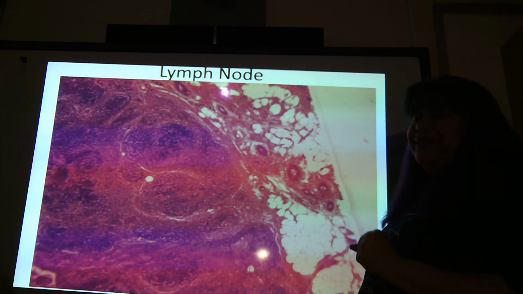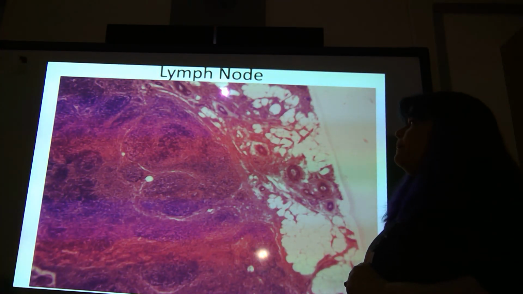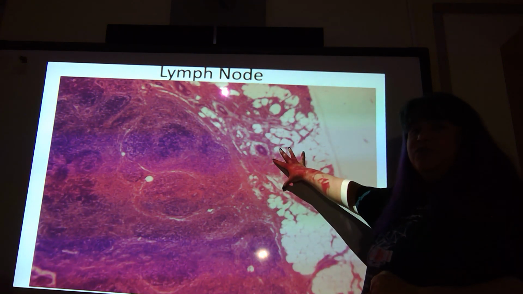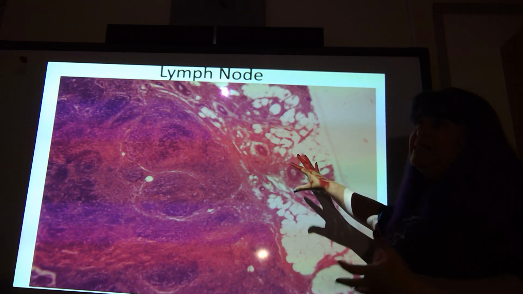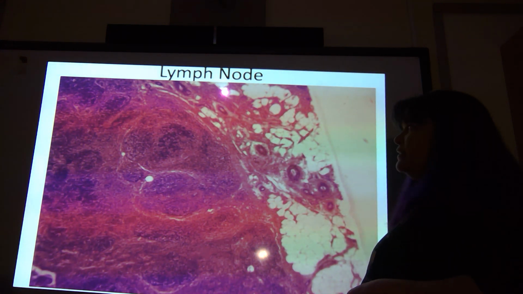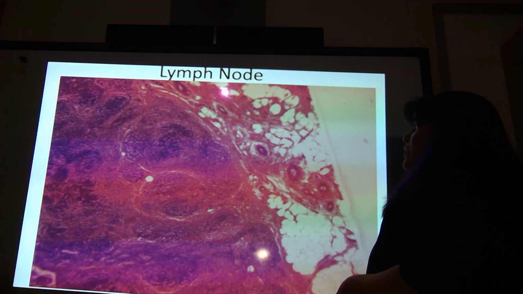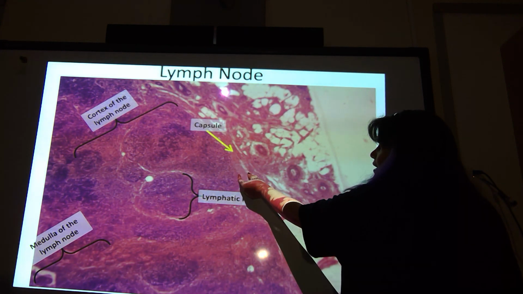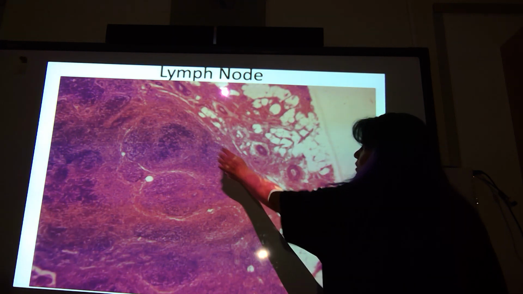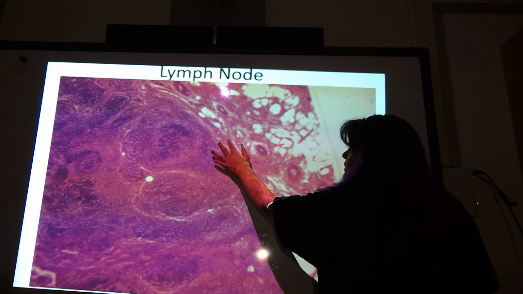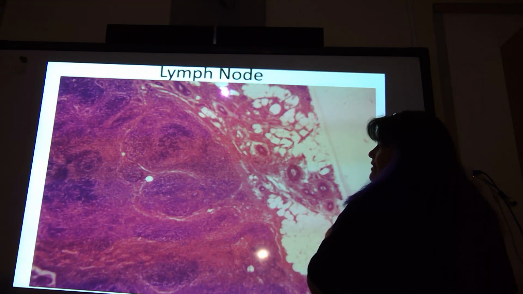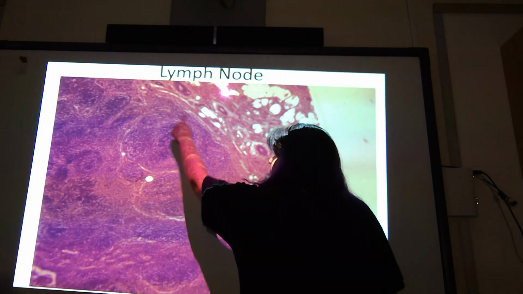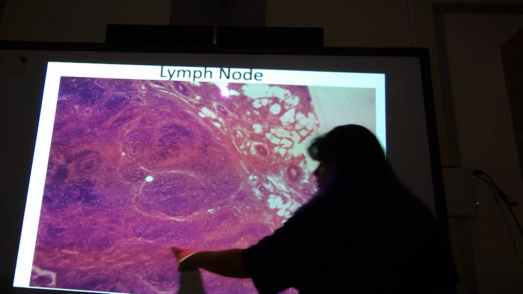So here's my lymph node slide. Again, see all this out here? Lymph nodes are out in the body. They're not kind of isolated, so they have to have a lot of connective tissue around it. Not to mention they have to have a capsule. So if you look here, see that thick band of pink? You can see it up here as it comes down. That's the capsule. These are my circles that I've been talking about this entire time.